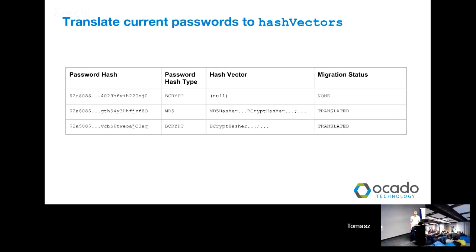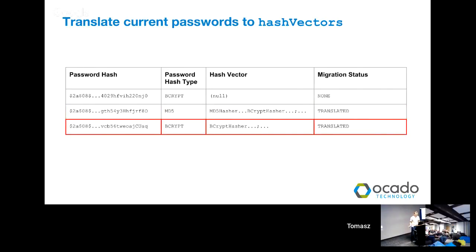Okay, so the first part of the asynchronous process is translating the passwords to hash vectors. We added 2 columns to our database: hash vector and migration status. By default, every password hash has a null hash vector and migration status of none. When we run the job on the existing hashes for MD5, we translate the existing hash to the form of hash vector. This is a basic operation on strings because we have all the data: we have salts, we have algorithms, and we have the resulting hash. So we're basically setting the migration status to translated and putting the hash vector in.